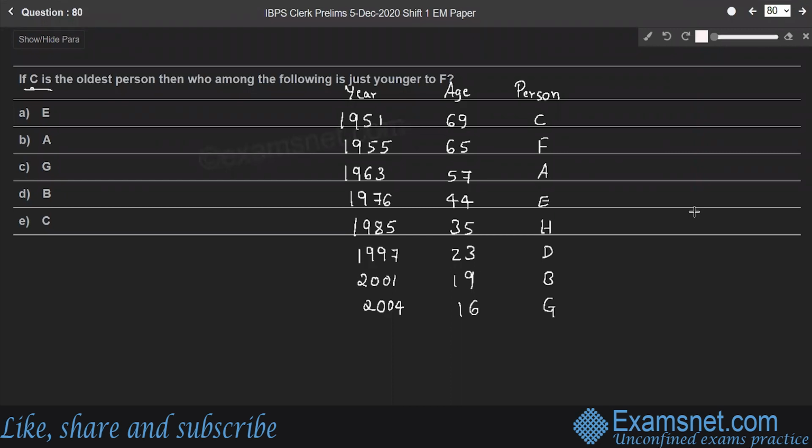Question 80. If C is the oldest person, then who among the following is just younger to F? If C is the oldest person, then C is 69 years old, right? Then who among the following is just younger to F? F is 65 years old. Just younger to F, so who is next to F? The one next to F is A, right? A is just younger to F. Therefore, option B, A is the right answer.